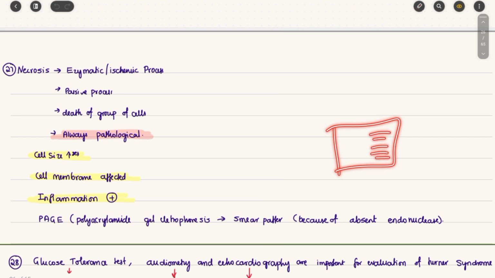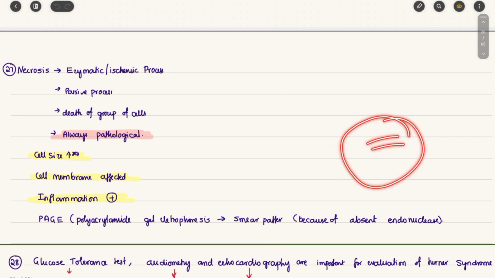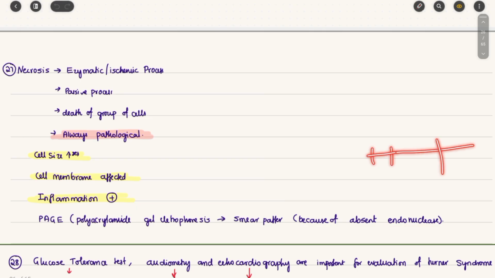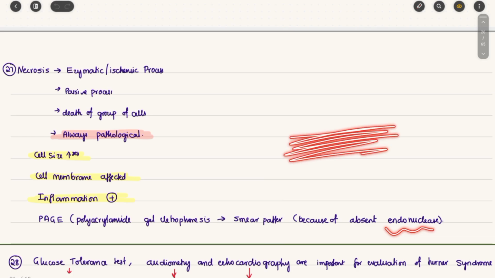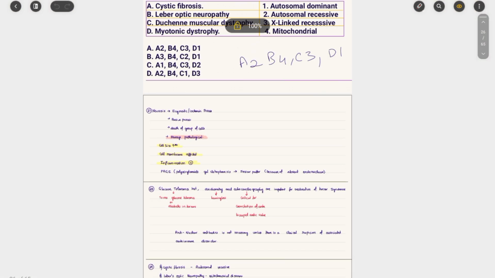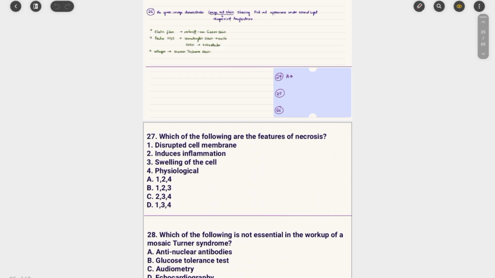pattern. This is also a question. The step ladder pattern is also a question. Why in necrosis is there no step ladder pattern? Because the endonuclease is absent. So there is no one to break the molecule. Okay, so the pattern will be smear-like, not step ladder. So the 27th is also done.